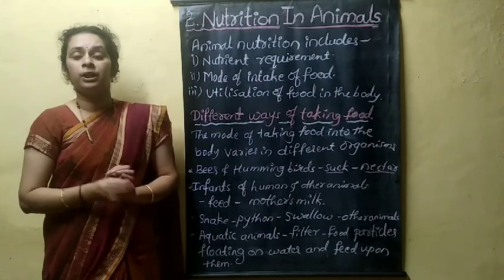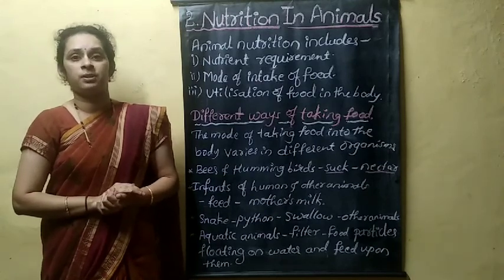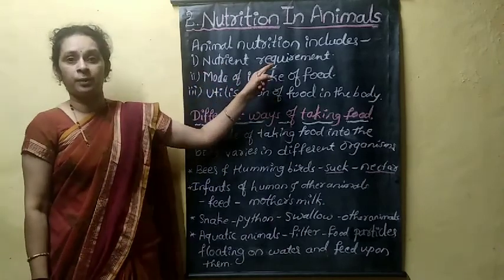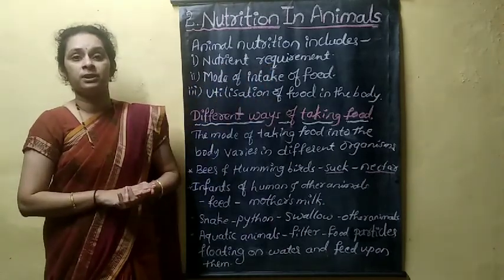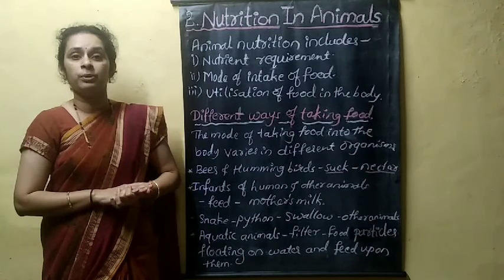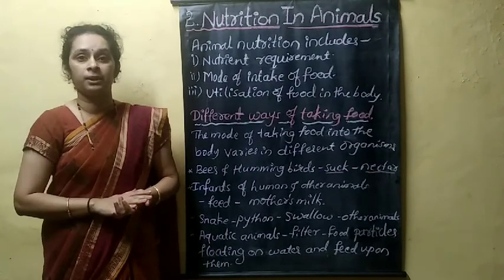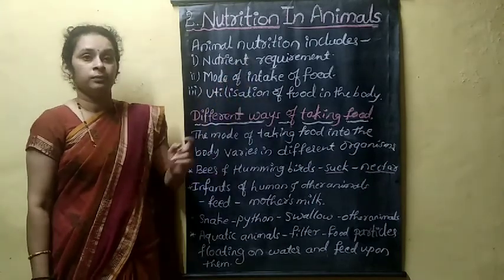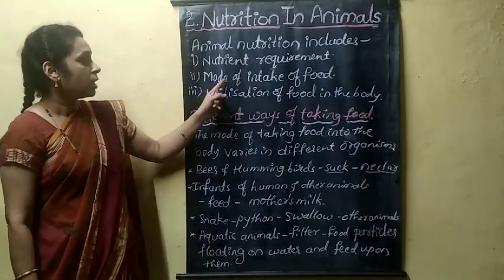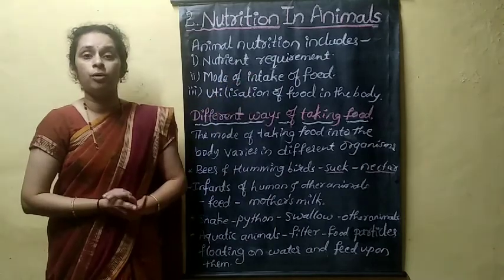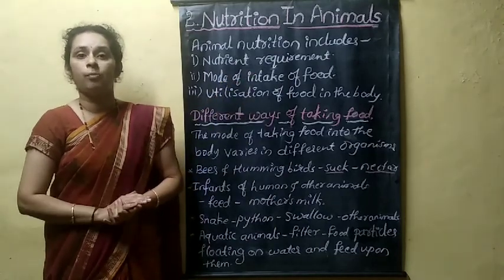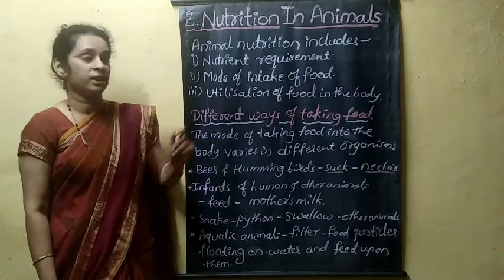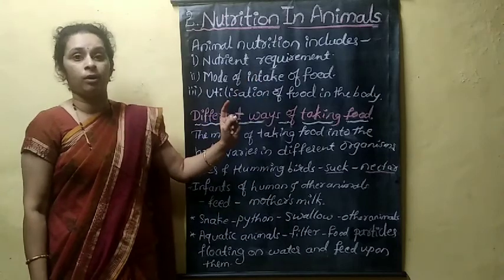Nutrition in animals involves mainly 3 steps. First one is nutrient requirement: which type of nutrients they require for their body, or which type of nutrients they will take inside the body. Next, the second step is mode of intake of food. How the organisms take food inside the body is called mode of intake of food.